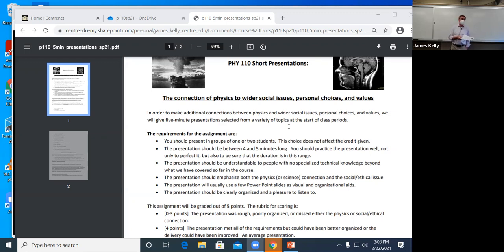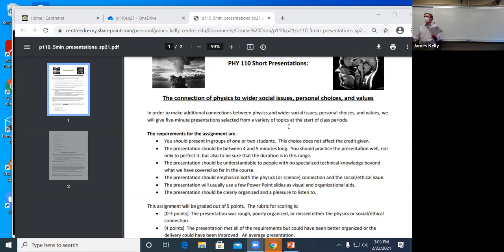Like a PowerPoint presentation, I don't really care too much about the form you use, but PowerPoint is certainly fine, and most people do use that because it's well supported here. It should be between 4 and 5 minutes long. You need to practice it probably a couple of times to make sure it's within the time and that it's going smoothly. So gather a couple of friends to watch and give you suggestions.